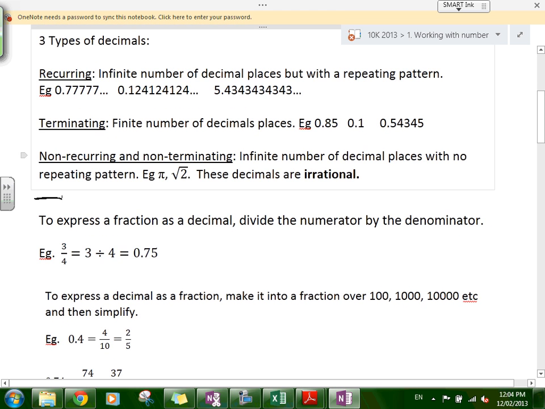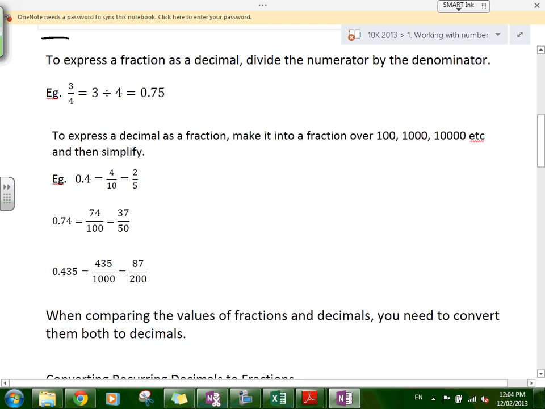You don't need to write this one. Just listen to it, the 3 types of decimals.